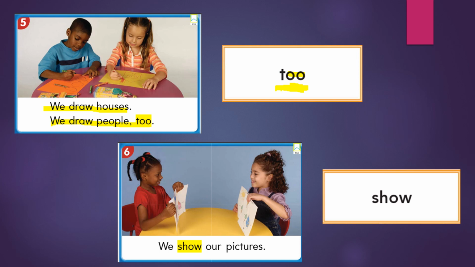And word number 6 is the word show. S-H-O-W, show. And in this word, if you remember, SH together makes what kind of sound? Shh. That's right. Shh. And then the OW together makes a long O sound. So it's shh, O, show. Okay, and our sentence says we show our pictures.